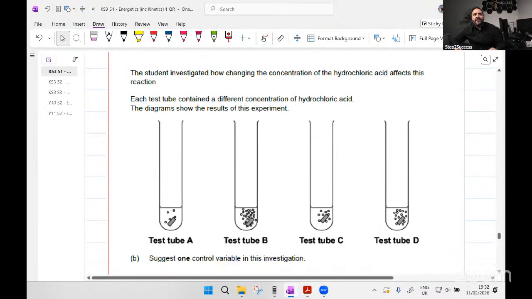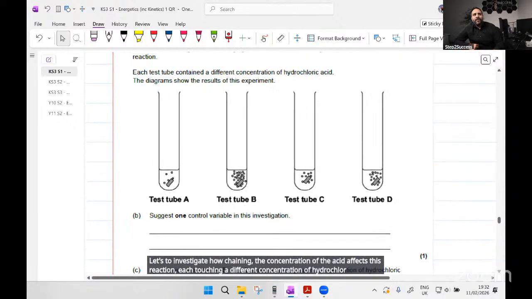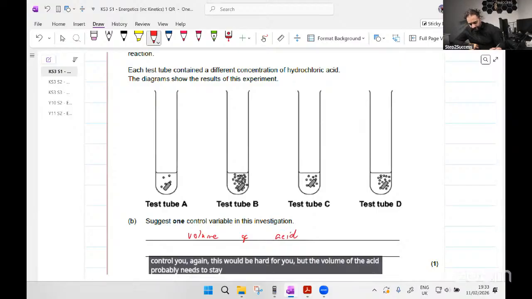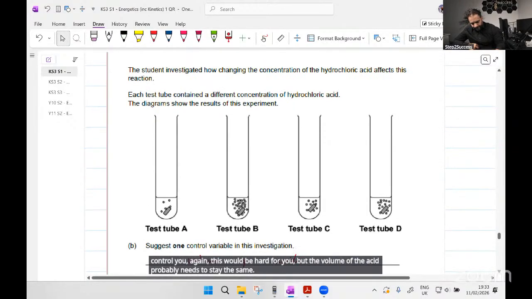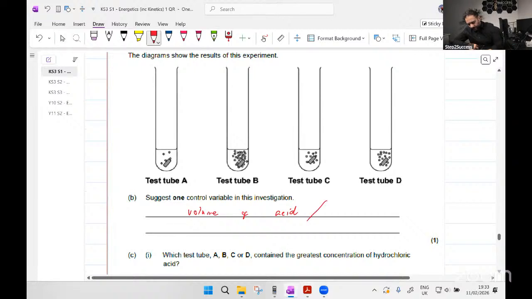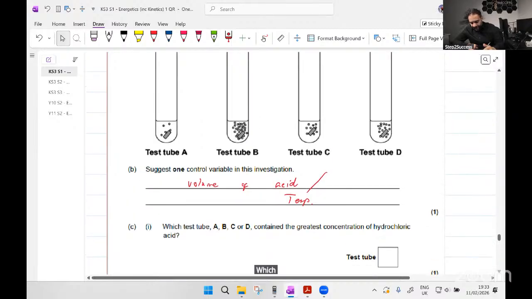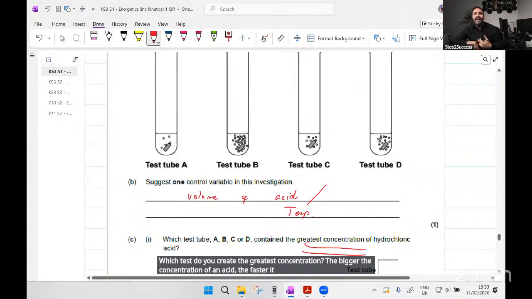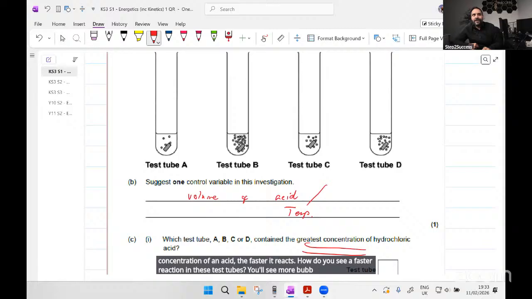A student investigated how changing the concentration of the acid affects this reaction. Each taking a different concentration of hydrochloric acid. A control, again, this would be hard for you, but the volume of the acid probably needs to stay the same. Also, you probably could put temperature as the answer to this question as well. Which test tube has the greatest concentration? The bigger the concentration of an acid, the faster it reacts. How do you see a faster reaction in these test tubes? You'll see more bubbles. And so test tube B should be the answer to that question.